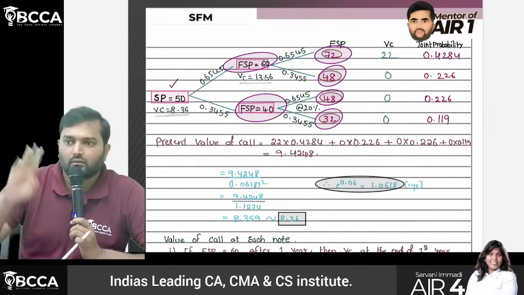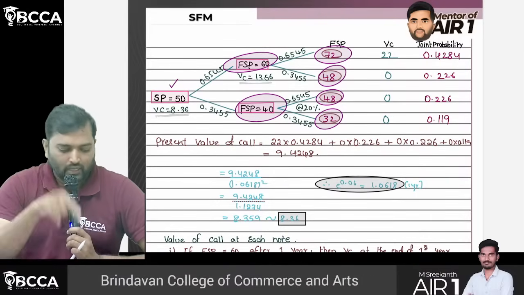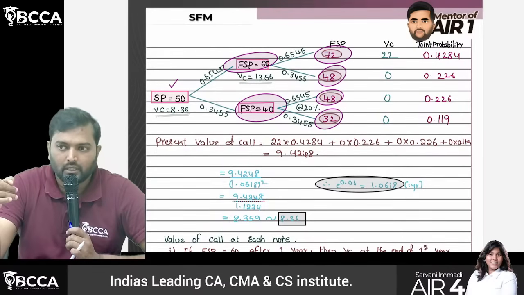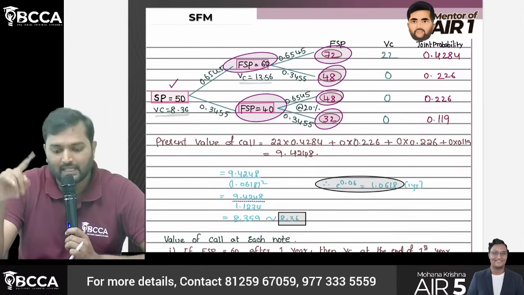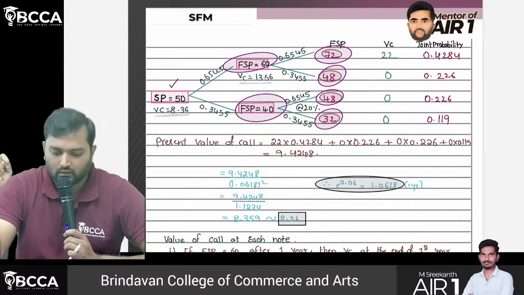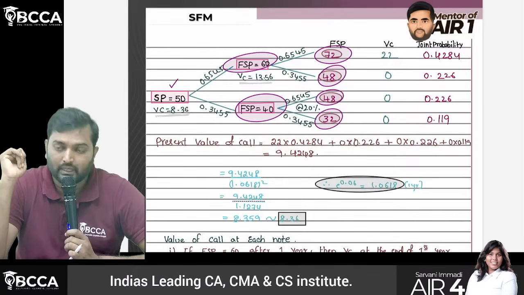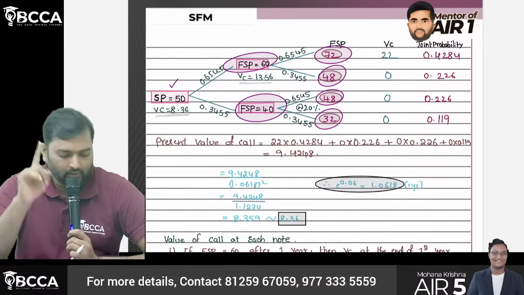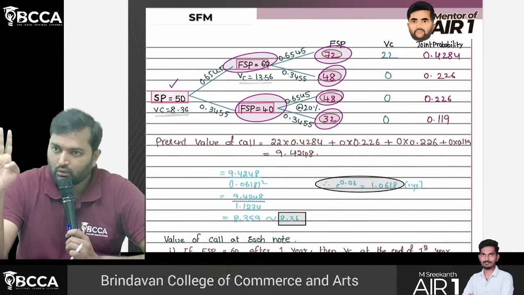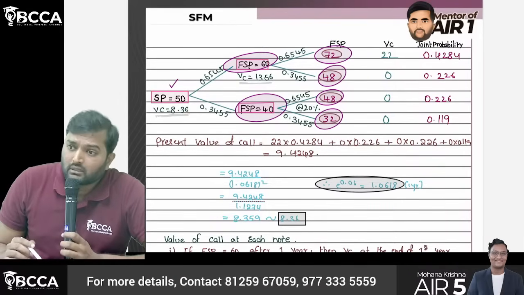So in total there are 4 paths, four possibilities. As of today, 50 may increase to 60 and increase to 72. That is the first possibility. Second possibility, 50 may increase to 60 and decrease to 48. Third possibility, 50 may decrease to 40 and increase to 48 by the end of the second year. And next, 50 may decrease to 40 and again decrease to 32. So total 4 possibilities. Clear?